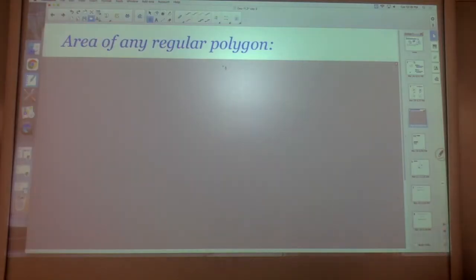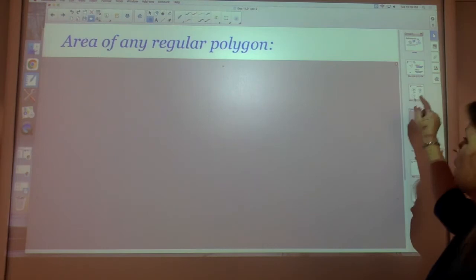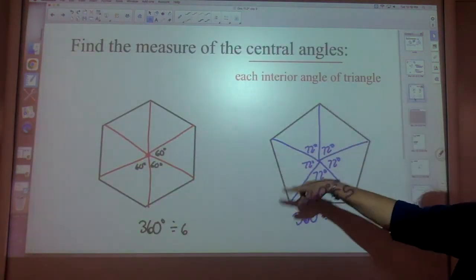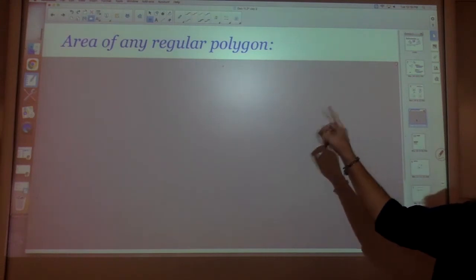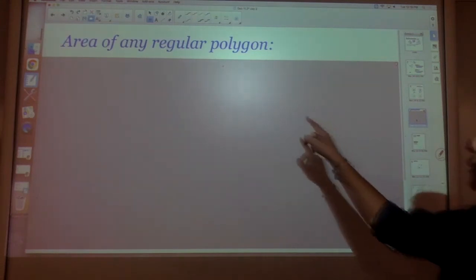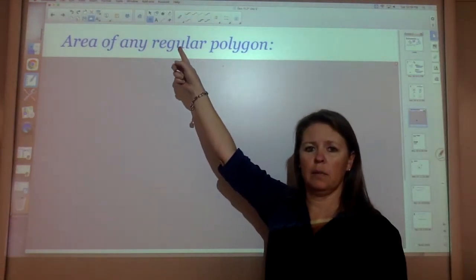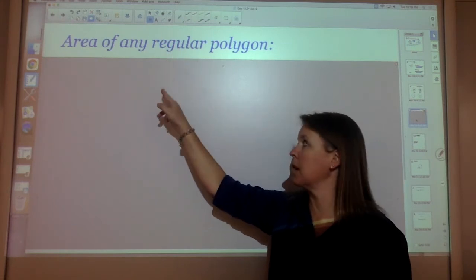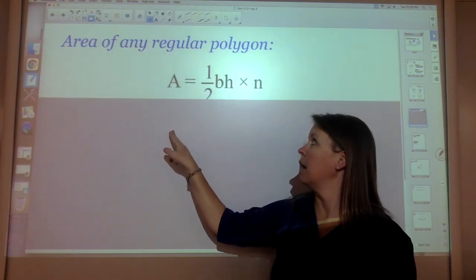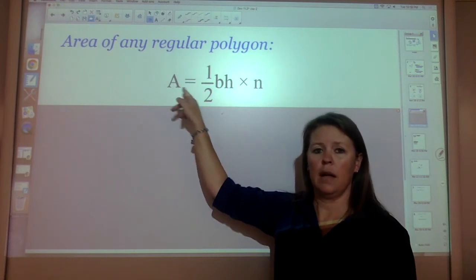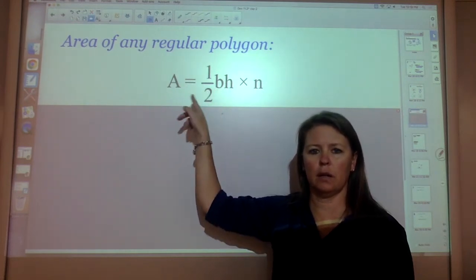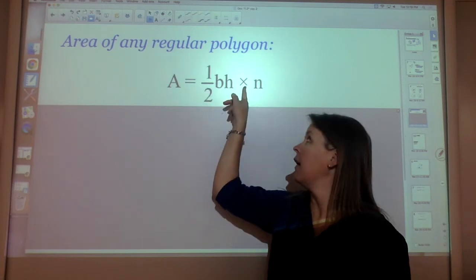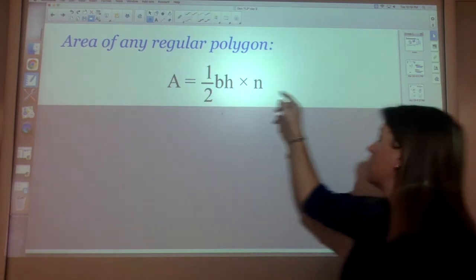All right, so using that information, that we can take any polygon and divide it up into triangles, we can then say that the area of any regular polygon, as long as it's regular, meaning all the triangles on the inside would be the same, would be the area half base times height. That should look familiar. That's a triangle. Half base times height, and then take it times n, times the number of sides.